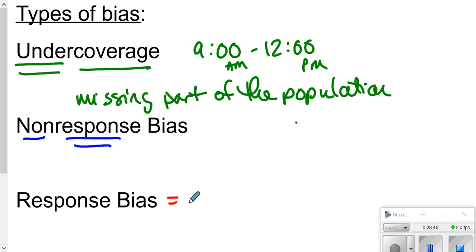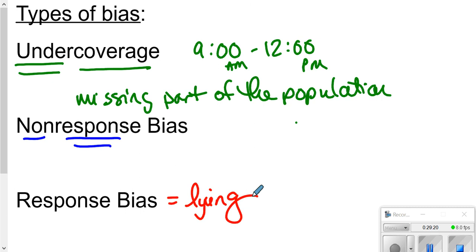Response bias just means people are lying. So if people are lying, their response is not valid, okay? This happens a lot when you ask questions that are kind of personal in nature, right? If you ask someone about their drug use or other illicit behaviors, people sometimes lie about that. People can lie on political surveys if they think that the person asking them the question wants them to answer a certain way, and they sense that, they might go ahead and answer that way, even if it isn't true.